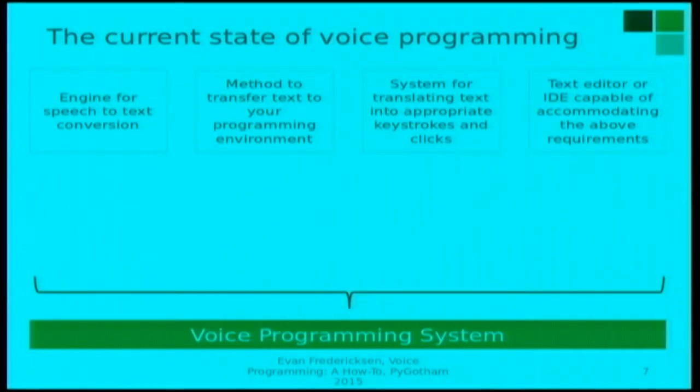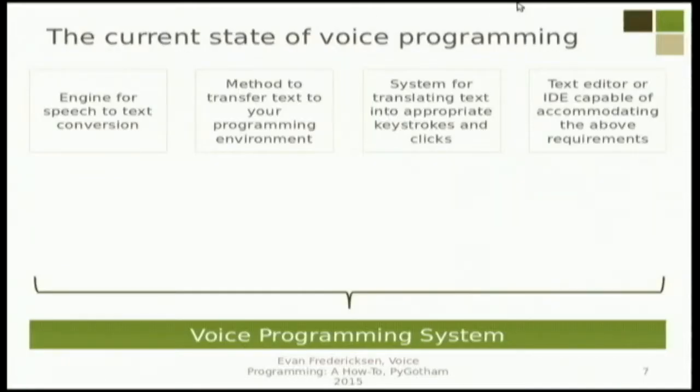All right, so the tooling and how to get it set up. There are really four main components to a voice programming system. The first one, you need some sort of software that converts your speech, the sound that you give it, into text. This is really where the heavy lifting comes.